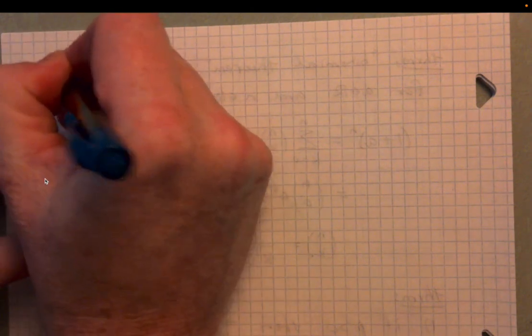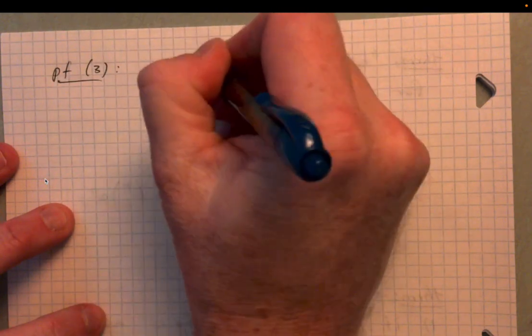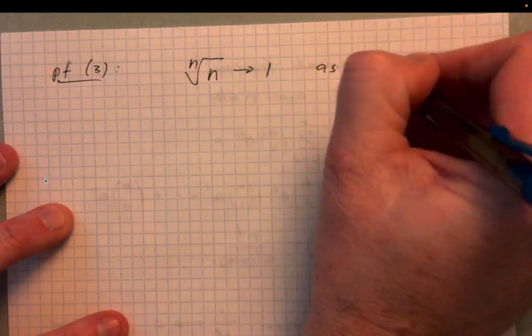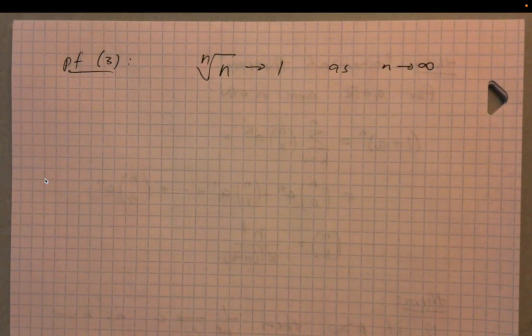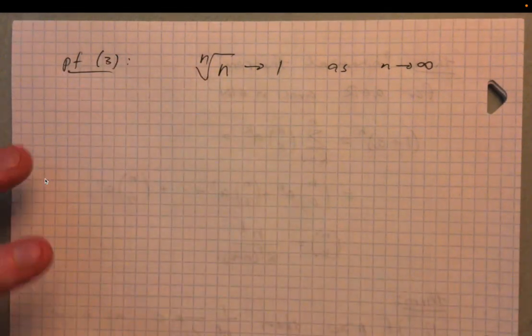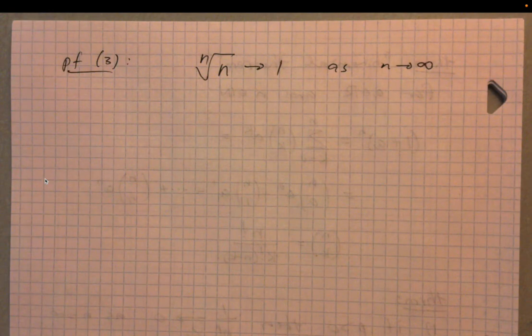So let's take a look at the proof of 3. Remember, for 3, we're trying to show that the nth root of n converges to 1 as n goes to infinity. That's what we're out to show. A lot of the moves that you're going to see in this particular proof are not things you would easily think of. The fact that I introduced the squeeze theorem and reminded you of the binomial theorem means they're going to play a key role, and we're going to start with the binomial theorem here.